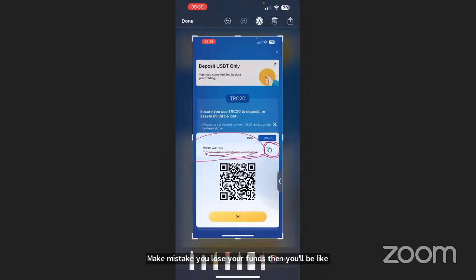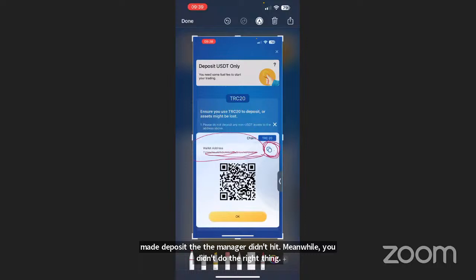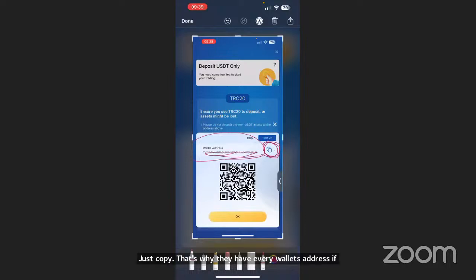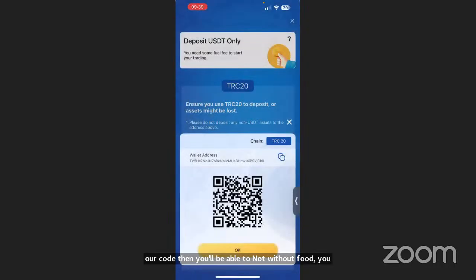Then you'll be like, Royalq, they are thieves, they stole my money. I made a deposit, the money didn't hit. Meanwhile, you didn't do the right thing. Just copy. That's why they have every wallet address. If you study, they have the copy button attached to it. Sometimes it's a two-box sign. This one looks like some oval-like box, or how would I say it? Yeah, that is still the copy sign. Okay, or scan the QR code, then you'll be able to deposit. Note, without the fuel fee, you cannot start trading on Royalq. Simple.